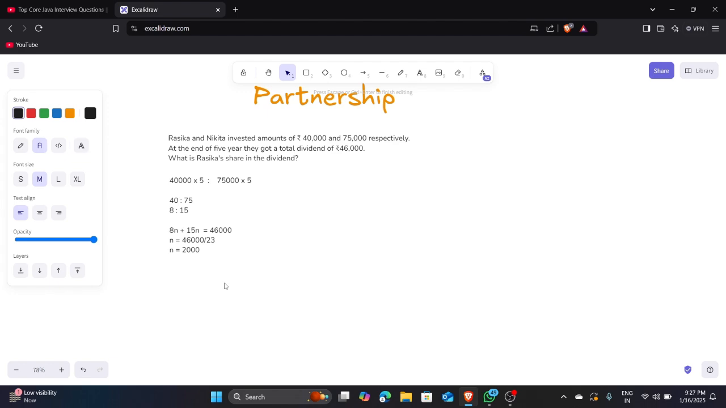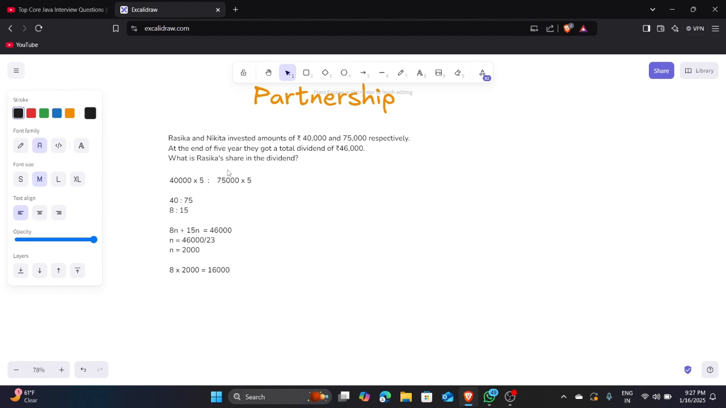Now what they asked is the share of Rasika in the dividend. If we have the value of n, we only have to put the value of n in to get the share of the first one. So 8 into 2000, that is 16,000. This is the share of the second person. So I think you get something about the question, what they are asking.